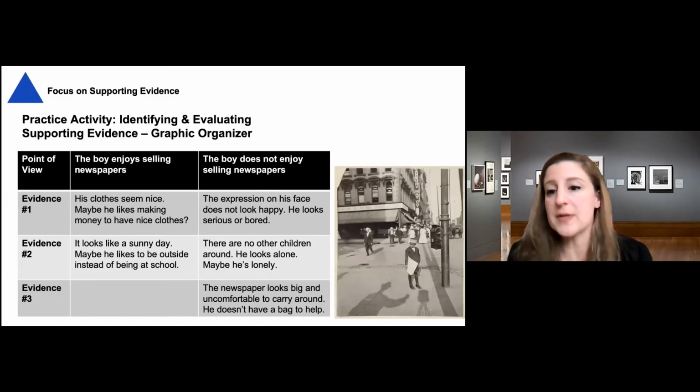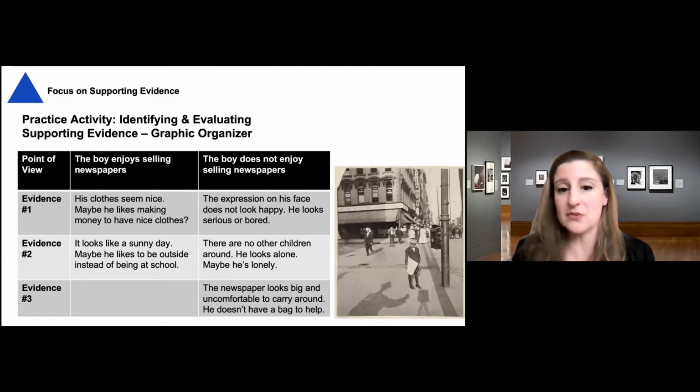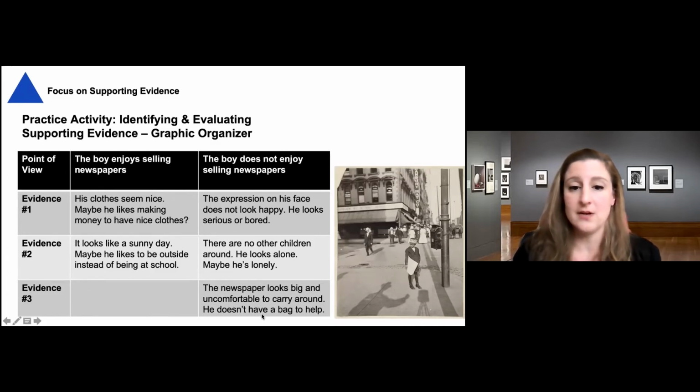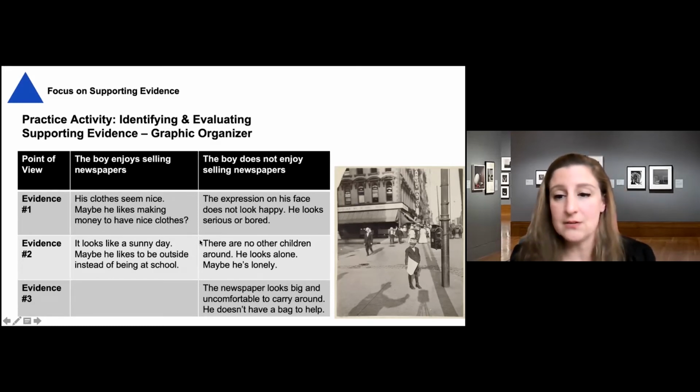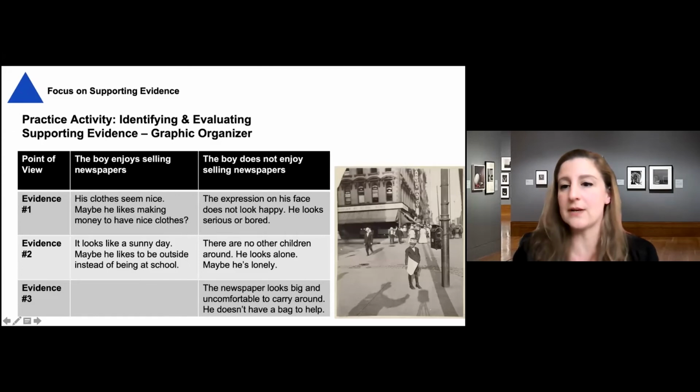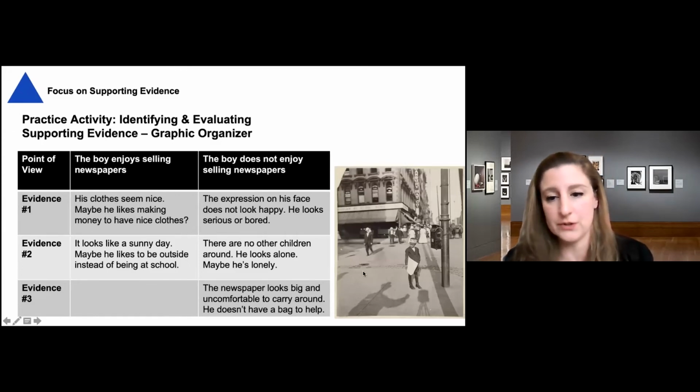You could also look for pieces of evidence or details in the image that support that the boy might say that he's not enjoying it. You could zoom in on the expression on his face and notice that it's kind of serious. He doesn't really look happy. It's hard to read. It almost looks like he's bored. Some students might say, well, he's all by himself. That seems kind of lonely. Or they might say, gosh, those things that he's carrying look awkward and it doesn't look like it's nice to stand out on a street corner holding on to that.